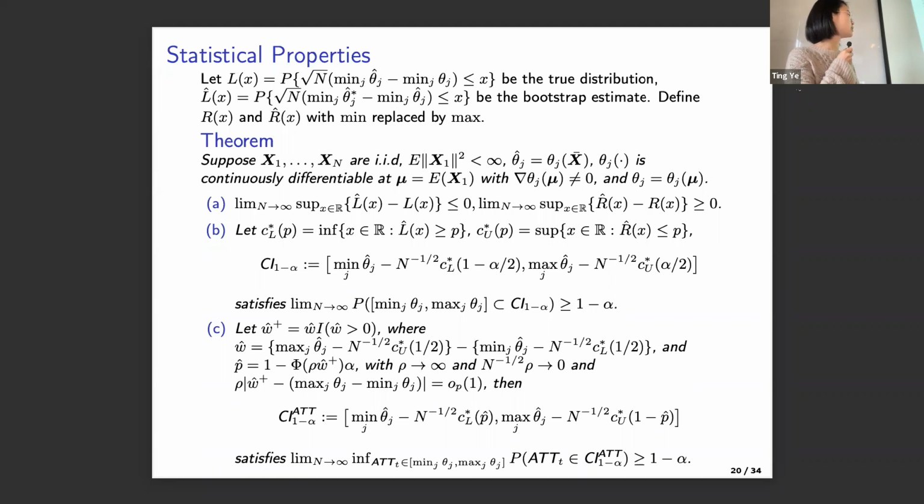And then this shows that regardless of the position of this identified parameter and regardless of the length of the identified set, we have the correct coverage probability. It's not correct, it's conservative. Yeah, it would be great if we could do correct.